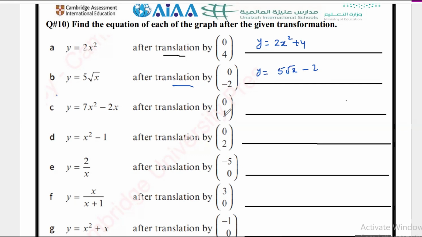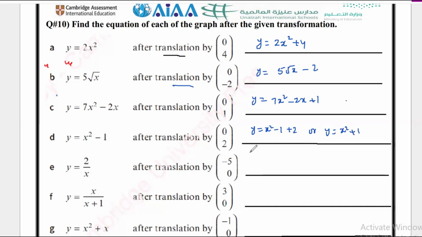And then this is also along the y-axis. So this becomes y = 7x² - 2x + 1. And this is along the y-axis also, part d. So x² - 1 + 2, or x² + 1.